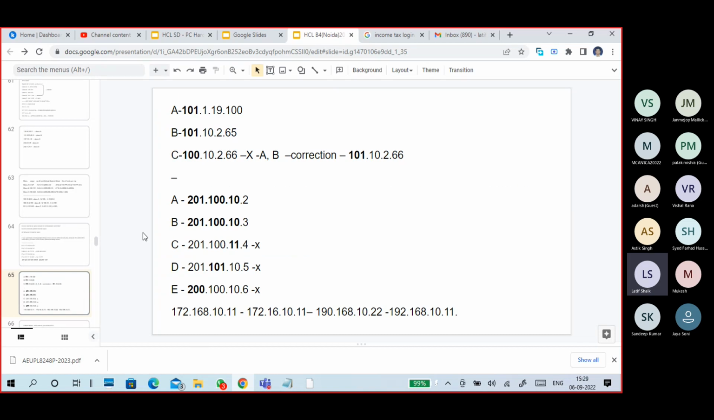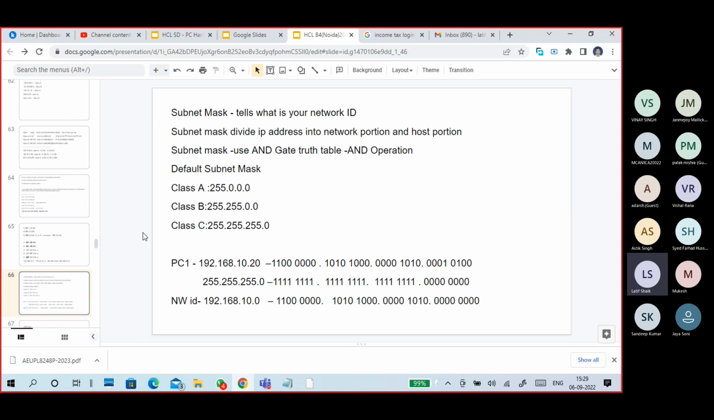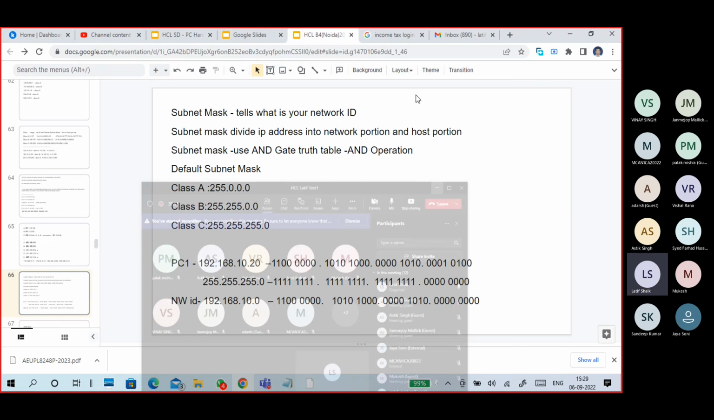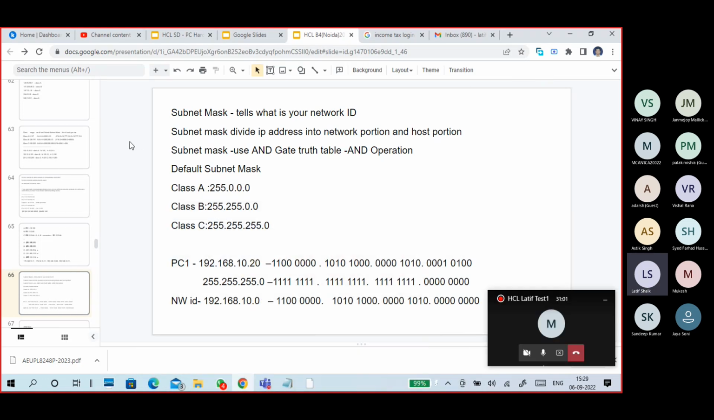This is also the same thing. Just go through it once and cross-verify. I already shared this one. I already told what a subnet mask is. The subnet mask will tell what your network ID is. When two PCs are communicating with each other, or when you are forwarding a packet from router to router, PC to PC, any communication, first of all you have to identify the network. How to identify the network? Based on the subnet mask.